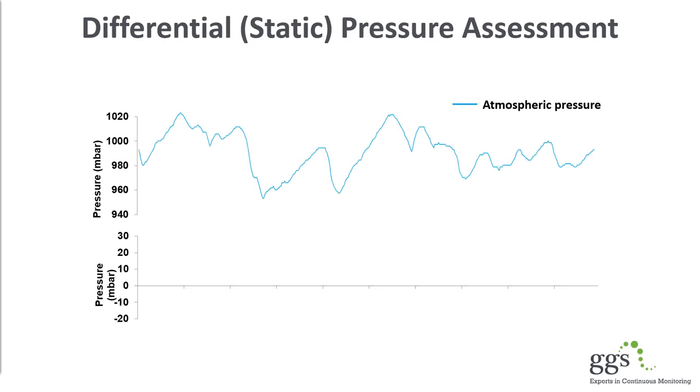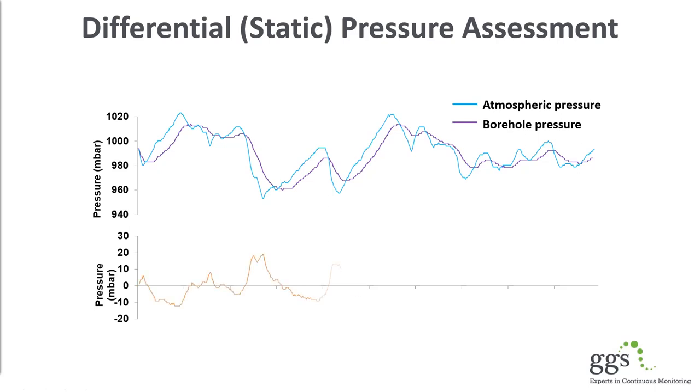Now, if I put what's actually in the monitoring well underneath there, you will see that they follow each other, but you'll notice that the actual borehole pressure, the purple line, lags behind slightly. So there's a difference from the atmospheric pressure, and it's not as great a difference as the atmospheric pressure swing as well. We get that typically because of permeability contrast between the air and the soils underneath and where our response zone sits.